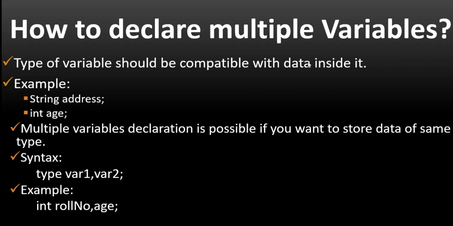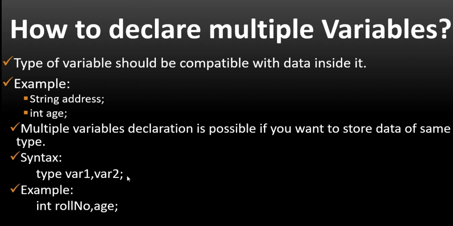So next is how to declare multiple variables. If you want to declare variables of the same type, then you can use syntax like this: type variable1, comma, variable2, and so on. For example, age and roll number are of type integer. So I may declare the variables like int rollNumber, comma, age, and semicolon. Similarly, if you have more variables, you can provide a comma and declare the variables.